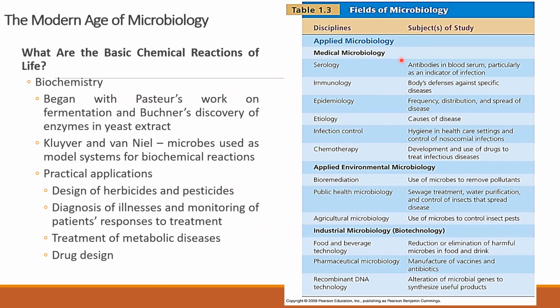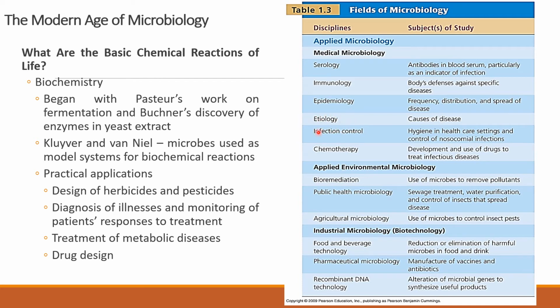Now, all this is about applied microbiology. We have medical microbiology, applied environmental microbiology, and industrial microbiology. Medical microbiology includes serology, which talks about antibodies in blood serum and indicators of infections. Immunology is about the defense system. Epidemiology is about the frequency of a disease, the distribution of a disease, or how it is spreading.